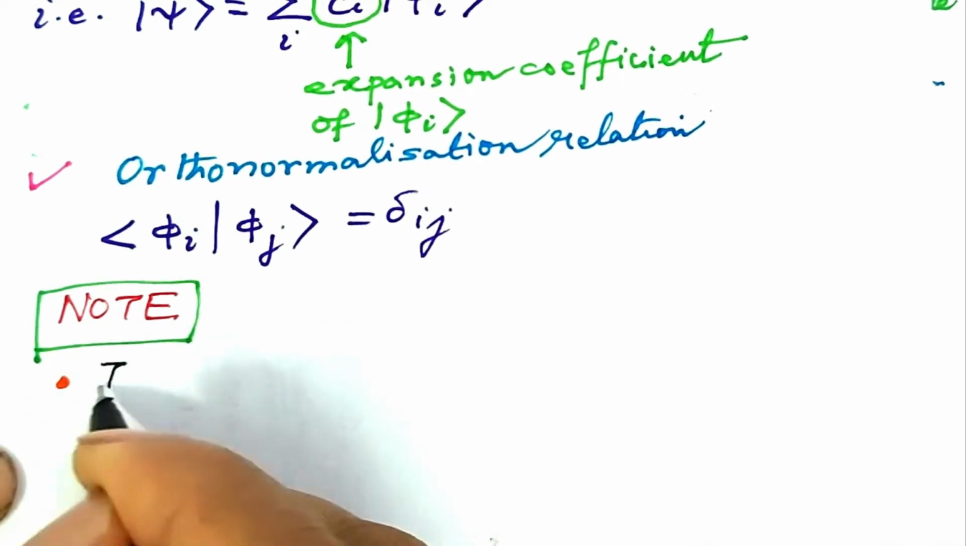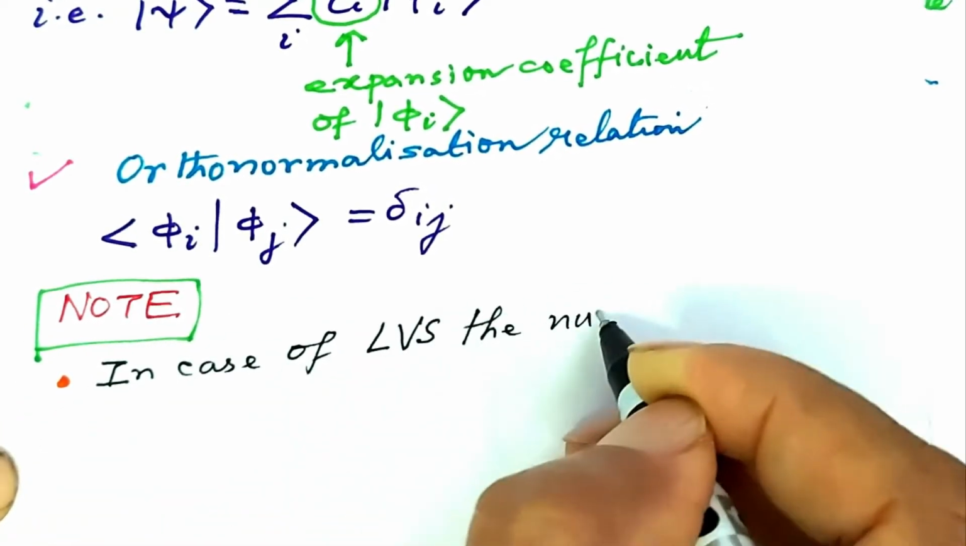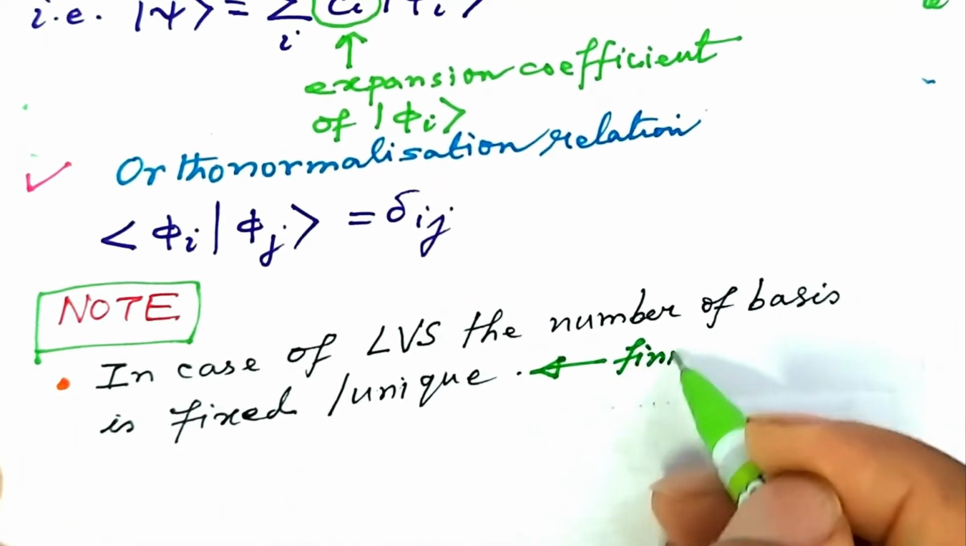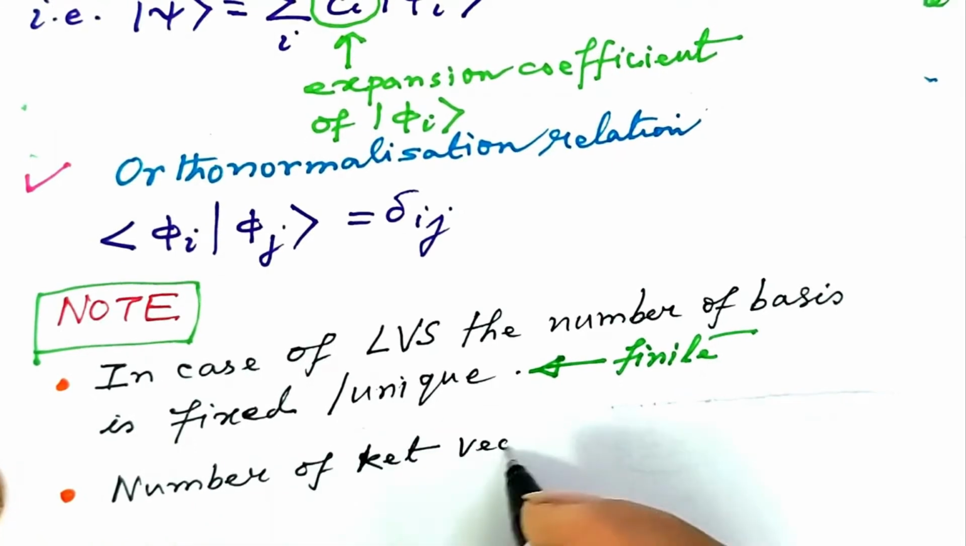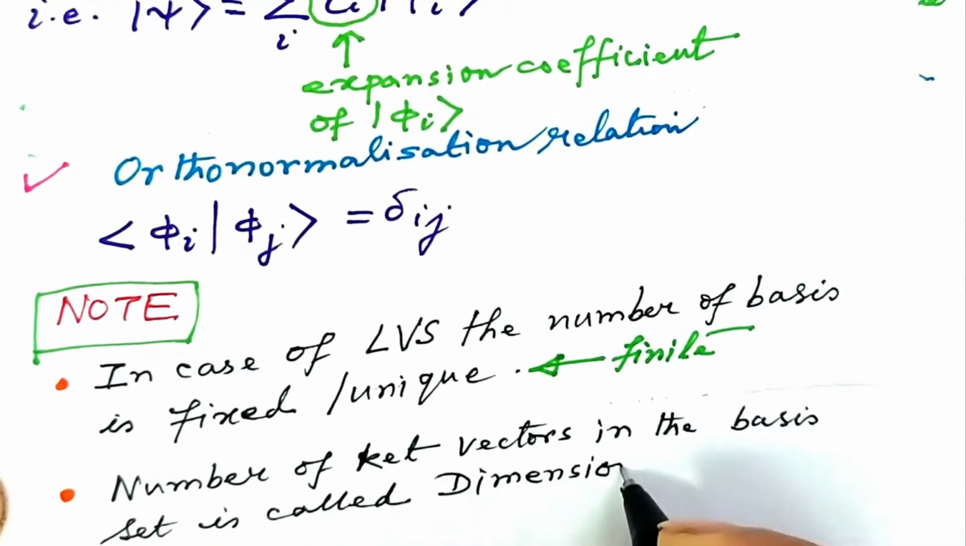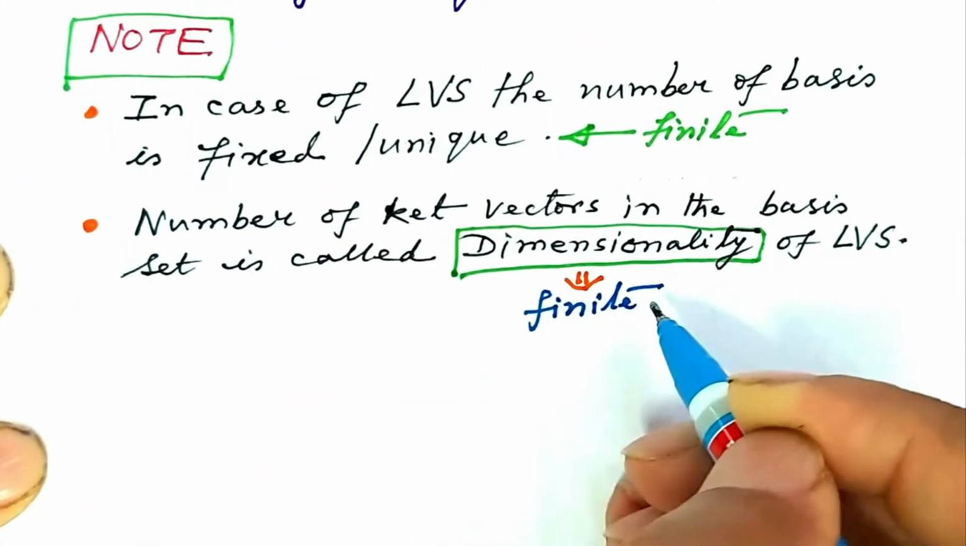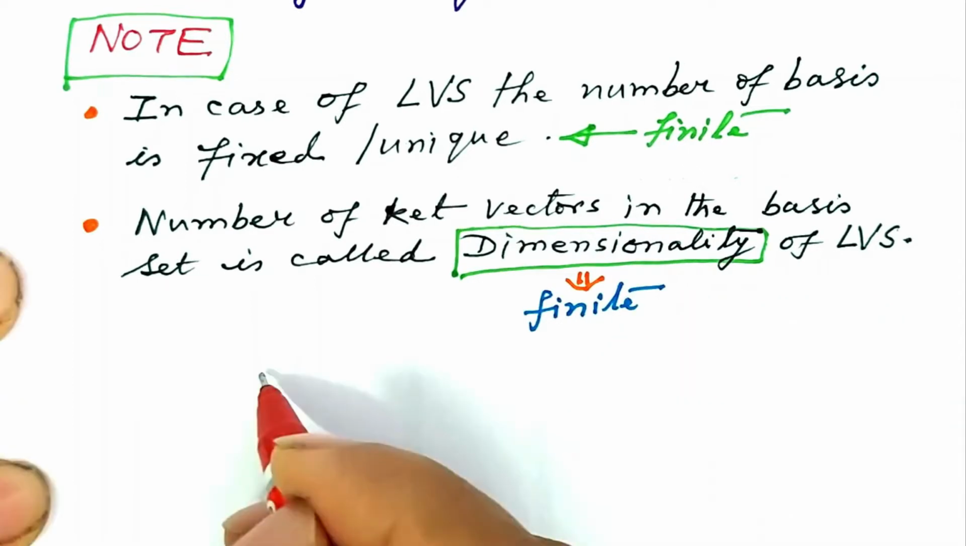Note that in case of linear vector space, the number of bases is fixed, that is unique, and this number is finite. Number of ket vectors in the basis set is called dimensionality of the linear vector space, which is finite. In fact, we have till now discussed only those linear vector spaces having finite number of independent directions, and its dimension, say n, is identified with the help of finite number of basis ket vectors, say 1 to n.